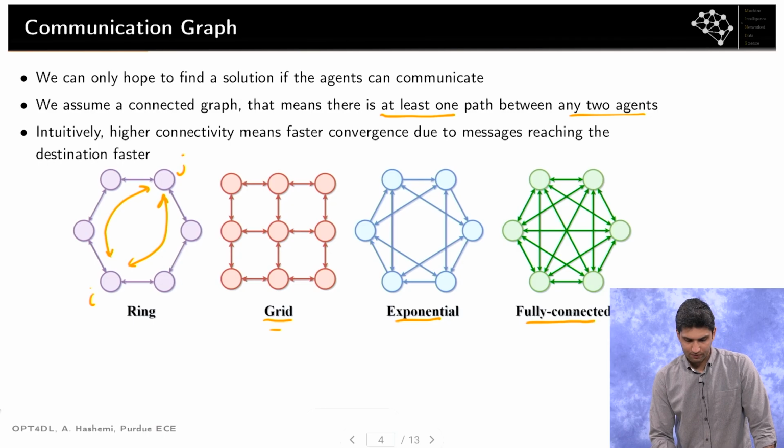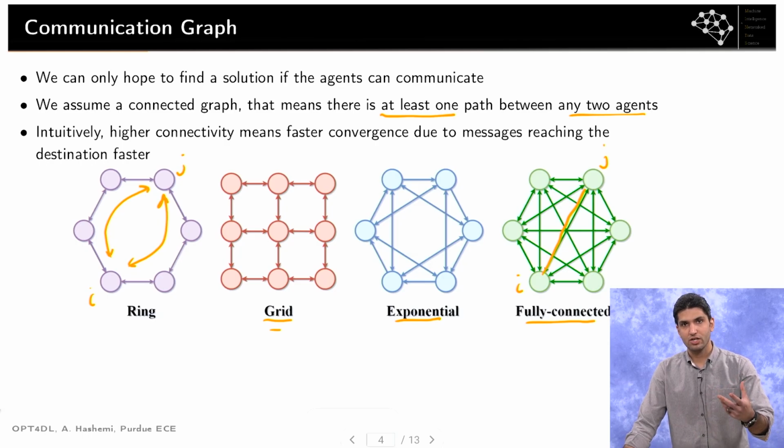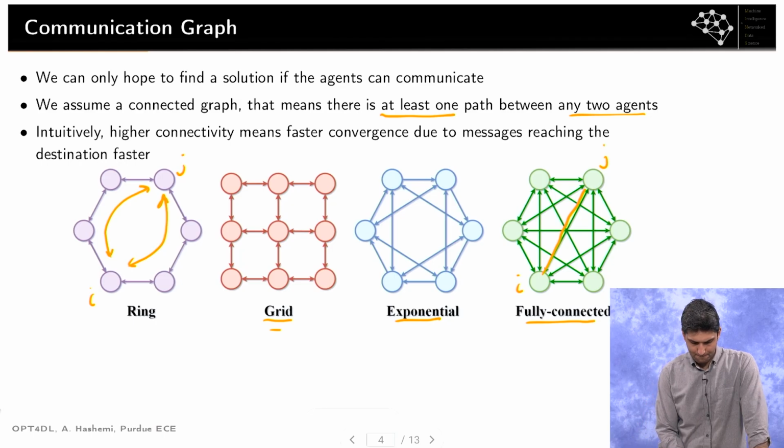Note that in the fully connected graph, as we talked about before, agent i and agent j are directly connected, which means that agent i can send a message to agent j in exactly one shot. Now, intuitively, higher connectivity means faster convergence, because the messages can reach their destination faster. But our goal is to make this slightly more precise and see its precise impact on the convergence of decentralized algorithms, such as those that integrate SGD or its variants.